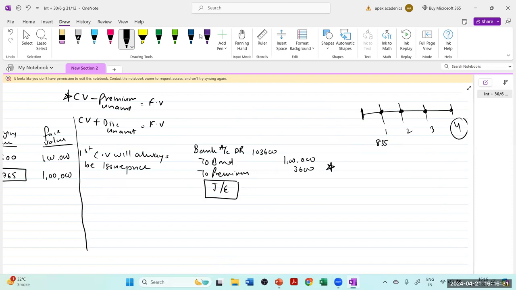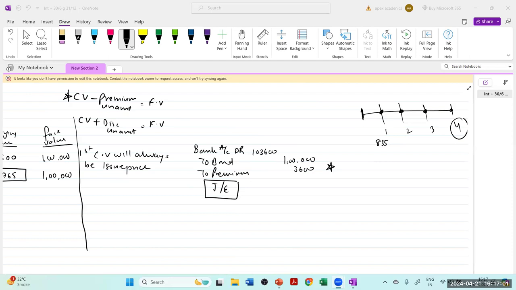Please check your notebooks, CMA students. The discount was sitting in the debit. That is why when we amortized it, we wrote it in the credit. Now the premium is sitting in the credit. So when we amortize it, it will go and sit where? In the debit. Understood? Yes or no?